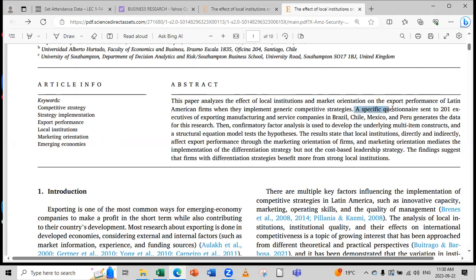A specific questionnaire, you know the meaning of questionnaire? Asking questions. Sent to 201 executives of exporting, manufacturing, or service companies in Brazil, Chile, Mexico, and Peru, generates the data for this research. Then, confirmatory factor analysis is used to develop the underlying multi-item constructs, and structural equation modeling tests the hypotheses.